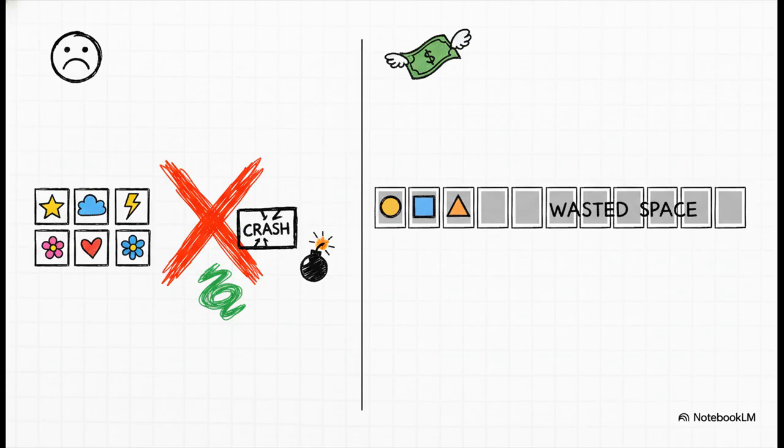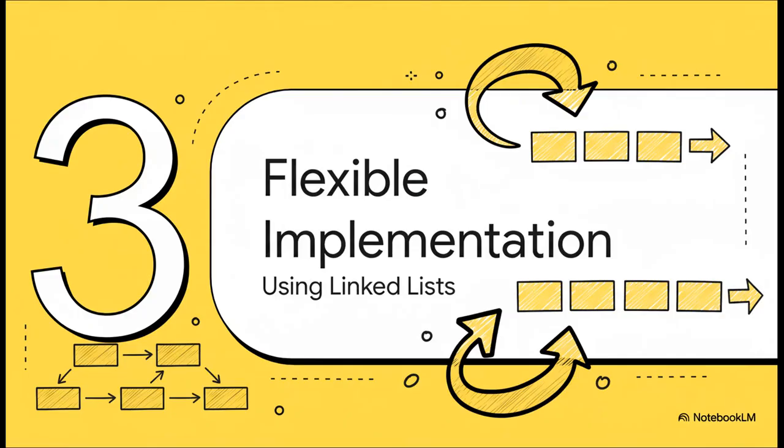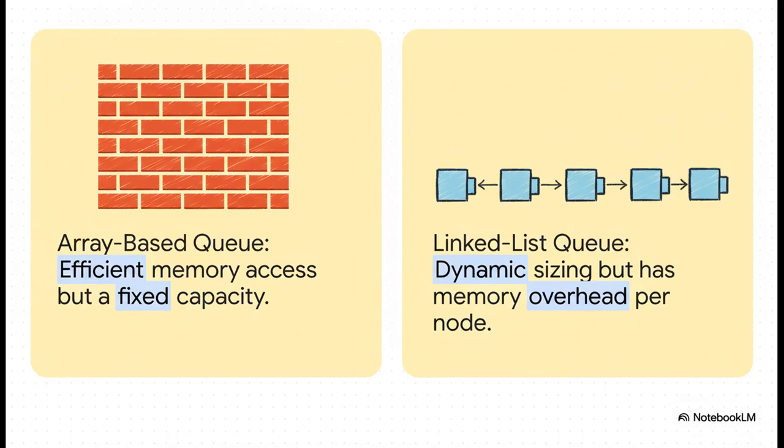So if you don't know how big your queue needs to get, this approach can be a real problem. So if that fixed capacity issue is a non-starter for you, what's the alternative? Well, that brings us to a much more flexible, dynamic way of thinking about this, using a linked list. And this right here is one of the classic trade-offs in computer science. You're going to see this pattern again and again.